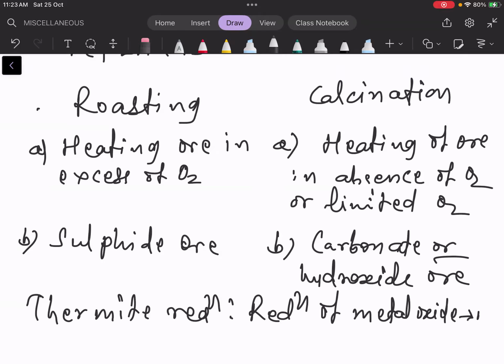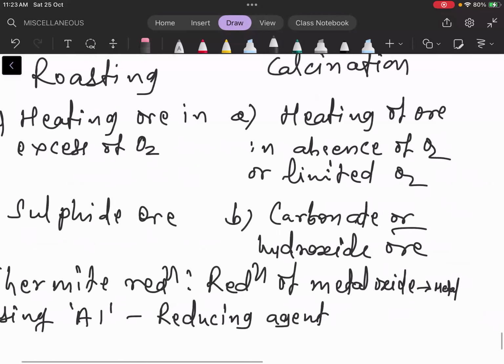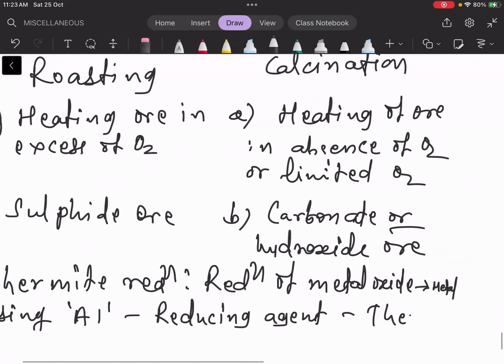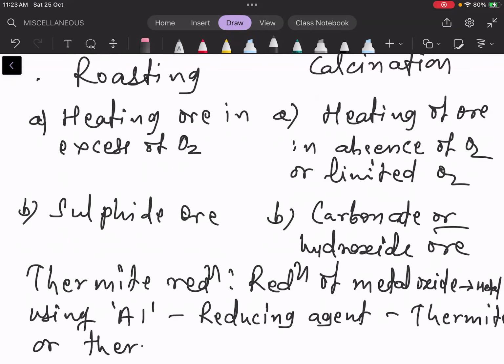Reduction of metal oxide to metal using aluminum as a reducing agent is called the thermite reaction or thermite process. Is there any doubt?